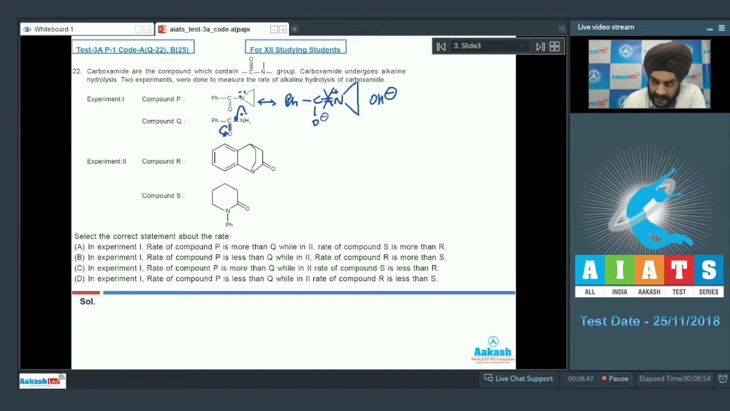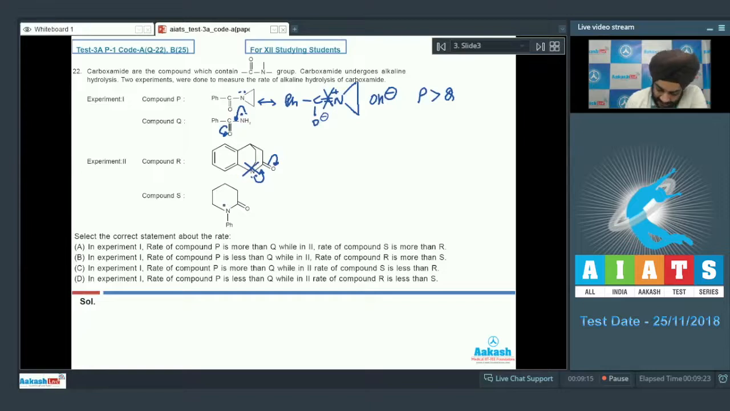So in compound P, the carbonyl carbon is more electrophilic. So the rate of hydrolysis of compound P shall be greater than the rate of compound Q. Let us look at the compounds R and S. We can see that in compound R, the resonance will also be again not very effective, as the nitrogen is a bridgehead nitrogen.